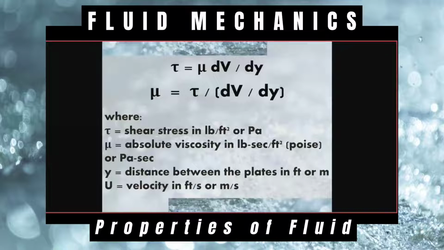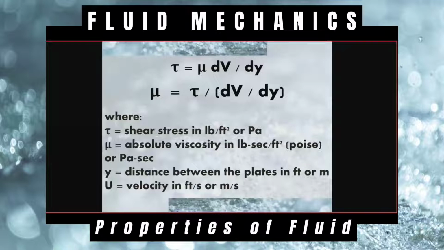Then y is the distance of the plates. It can be feet, meter, millimeter, or centimeter. It's up to whoever is analyzing, or depending on the problem given. Then u is a velocity, a constant velocity in feet per second or meter per second. So that is the formula of our viscosity. Actually, that's the absolute viscosity.